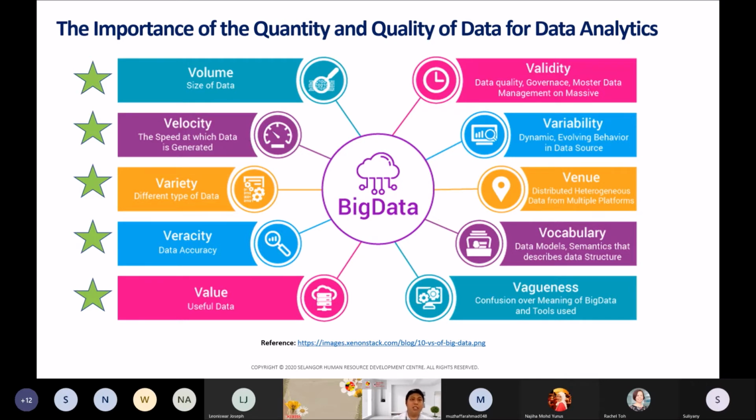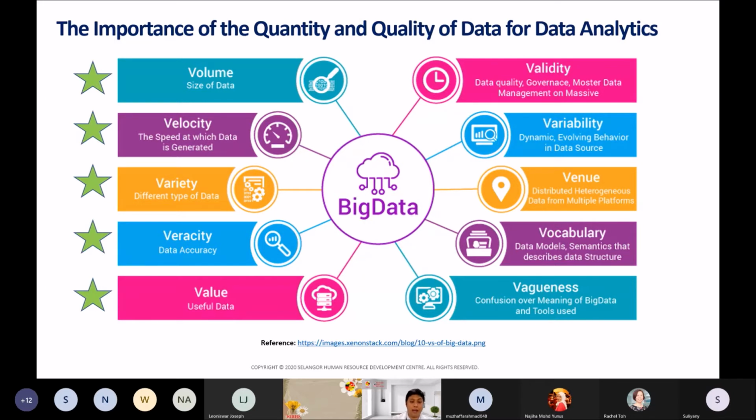Then you talk about veracity. Veracity means accuracy of the data, right? You want to make sure that your data is accurate. You don't want the sensor to measure 39 degrees, but actually on your other measurement tool it is 35 degrees. So then it's a big difference, right?